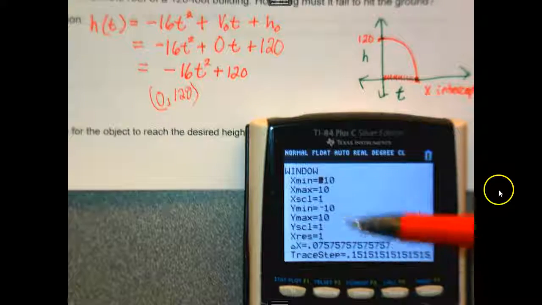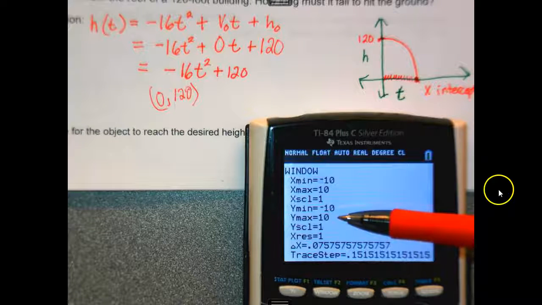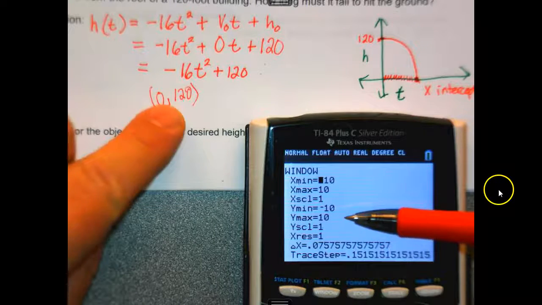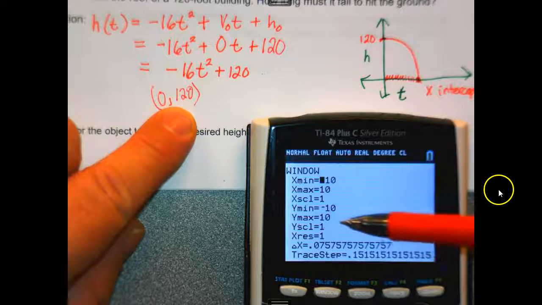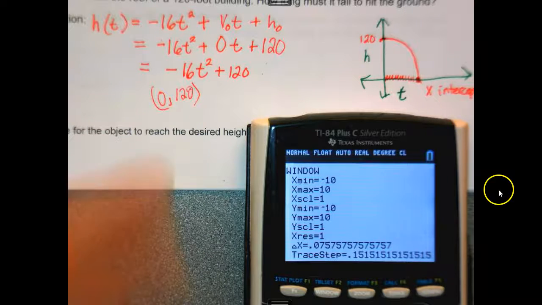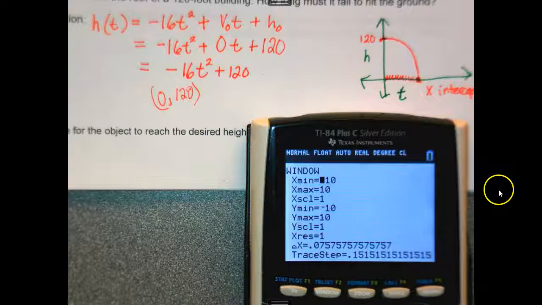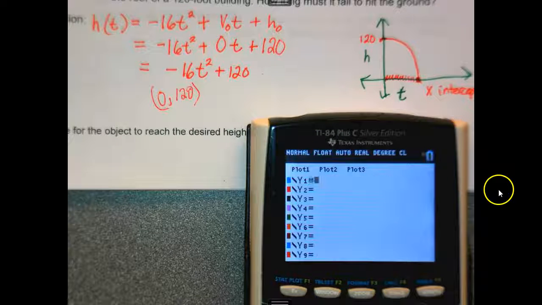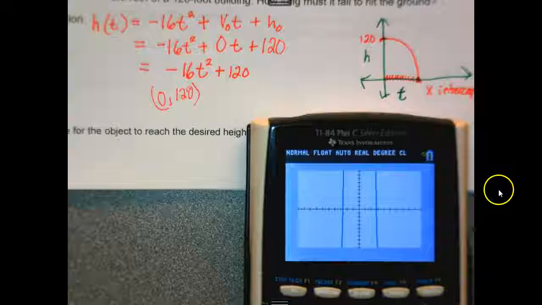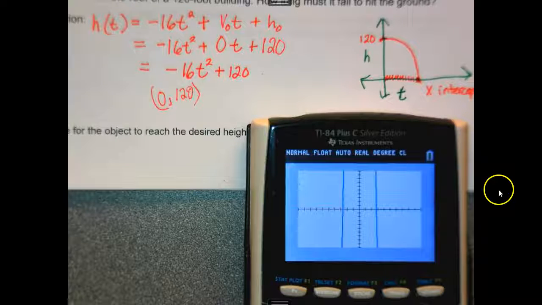It says my y-max is 10. What's going to happen if it's supposed to be 120, but I got 10 in there? You're going to get this really blown up picture of this parabola. I will show you. I have negative 16 t squared, we have to use x, plus 120. And when I go to graph this, I get this blown up picture of the graph.